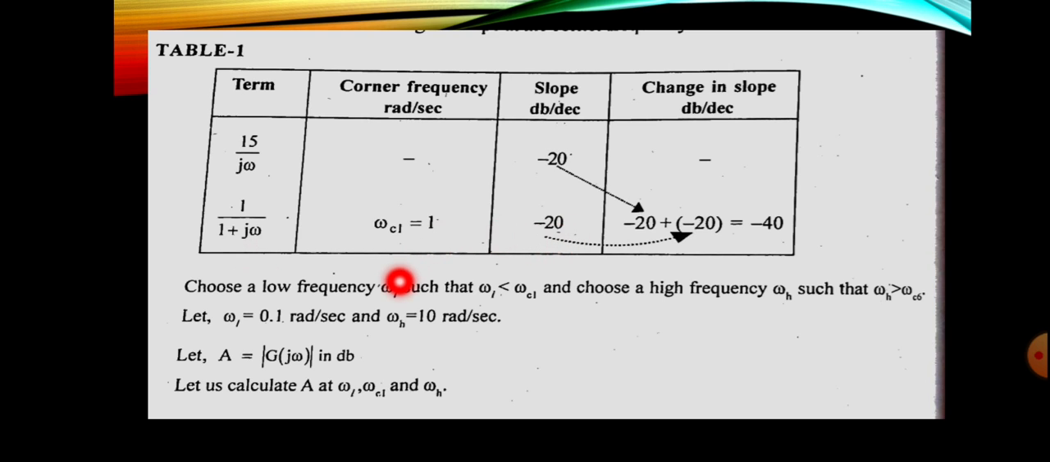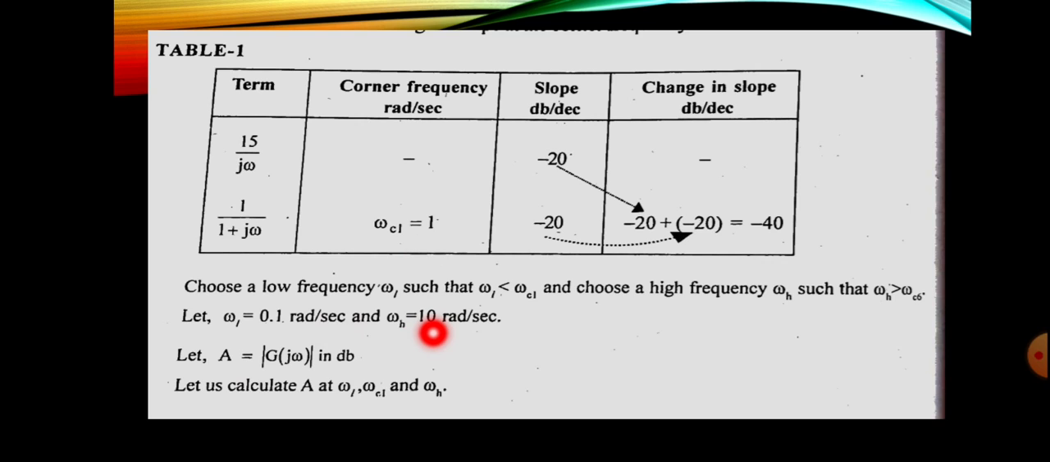And we are selecting an omega L and omega H value. Omega L will be less than omega C1. Here we are selecting it as 0.1 radian per second. Similarly, omega H should be greater than omega C1. You can select any value, either 5 or 10, whatever it is. Here we are selecting it as 10 radian per second. So now we have 0.1 radian per second, 1 radian per second and 10 radian per second as omega values.